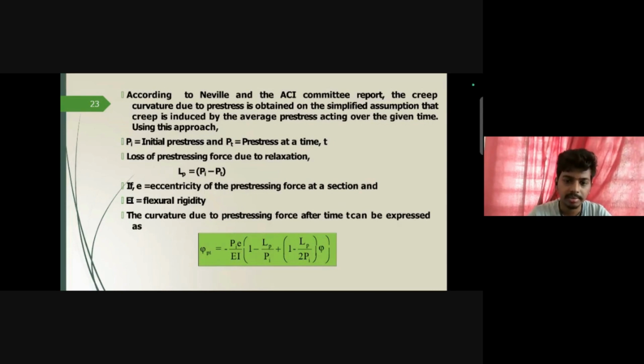The loss of pre-stress is calculated by Lp equal to Pi minus Pt, and if e is the eccentricity and EI is the flexural rigidity, the curvature due to pre-stressing force after time t can be expressed as phi pt equal to minus Pi e by EI into (1 minus Lp by Pi) plus, in open bracket, (1 minus Lp by 2Pi) into phi.